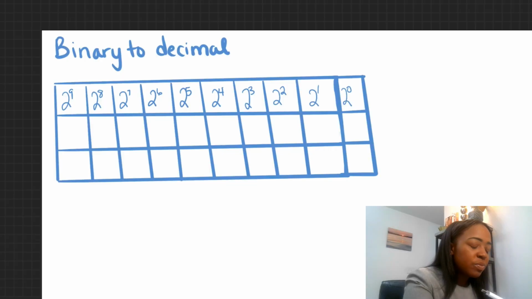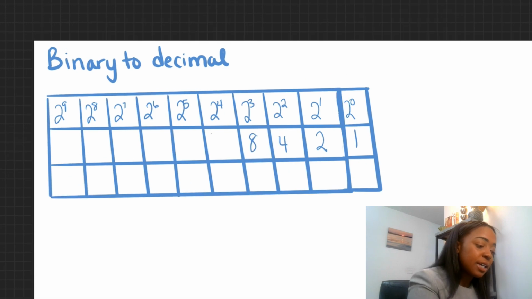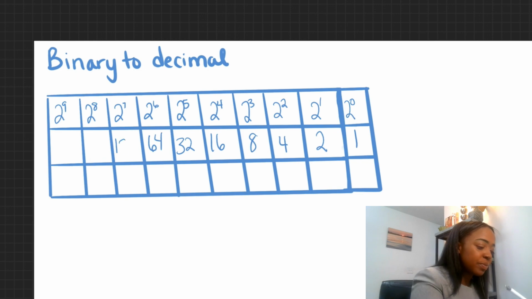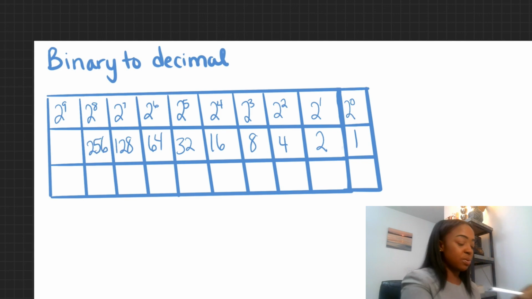2 to the power of 0 is equal to 1. 2 to the power of 1 is equal to 2. 2 to the power of 2 is 4. 2 to the power of 3 is 8. 2 to the power of 4 is 16. 2 to the power of 5 is 32. 2 to the power of 6 is 64. 2 to the power of 7 is 128. 2 to the power of 8 is 256. And 2 to the power of 9 is 512.